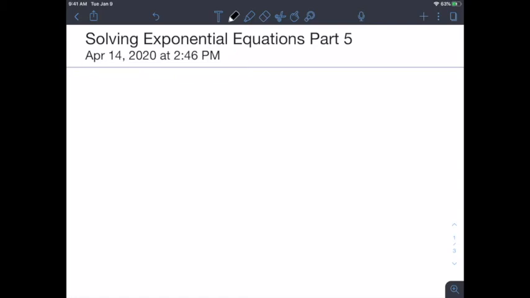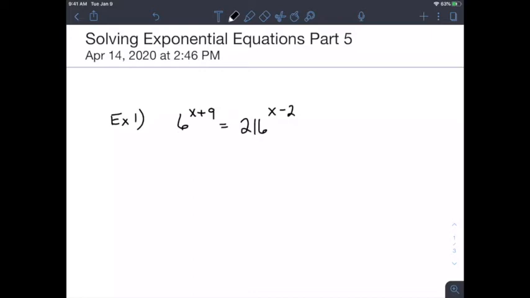Alright, solving exponential equations part 5. So, example 1. Example 1 is 6 to the power of x plus 9 is equal to 216 to the power of x minus 2. Now this looks a little bit different, but we're going to treat it the same.